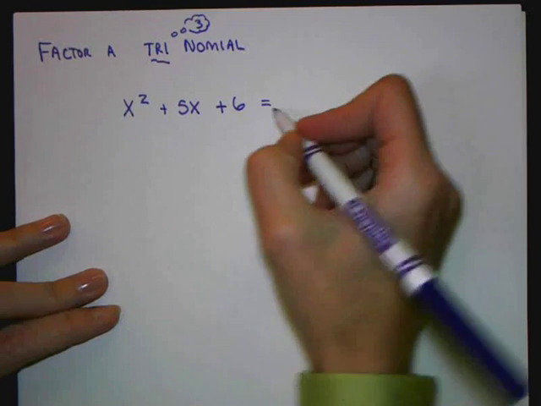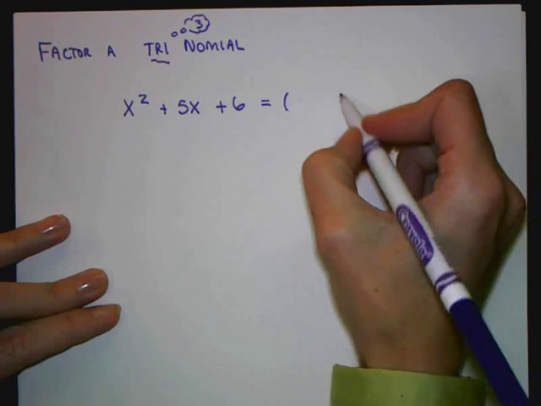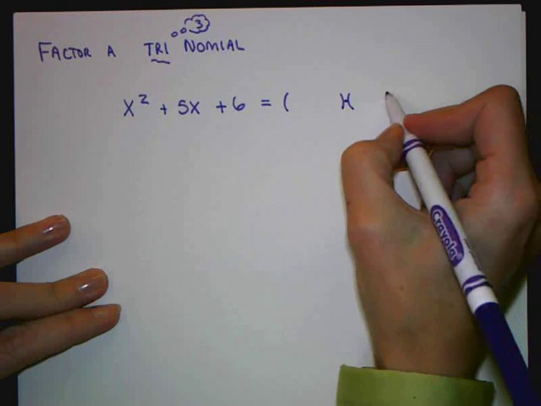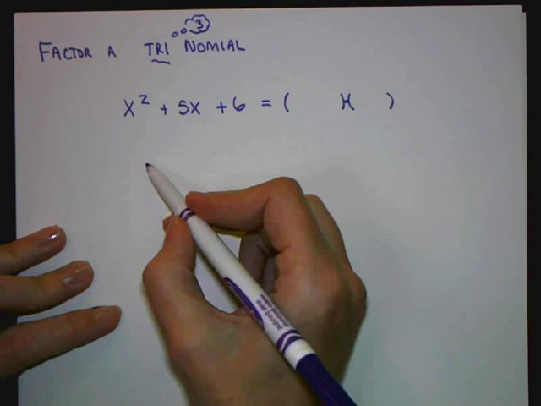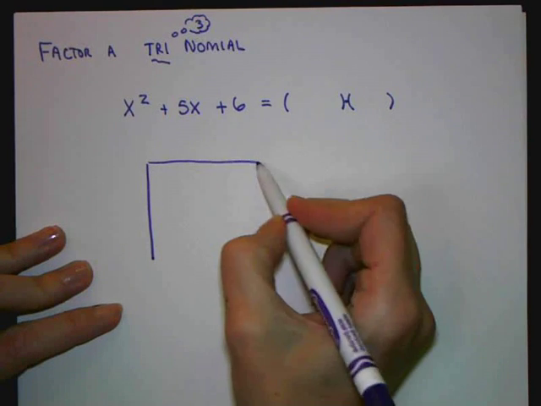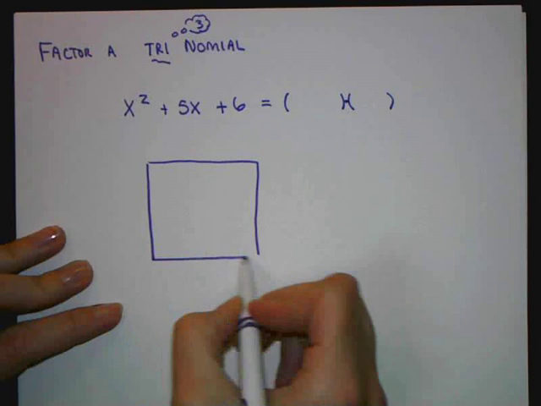And to remind ourselves what factoring in this case means is that we're looking for 2 expressions that when we multiply them together will give us this. So let's set up our area model and see what we can fill in and what we need to figure out.